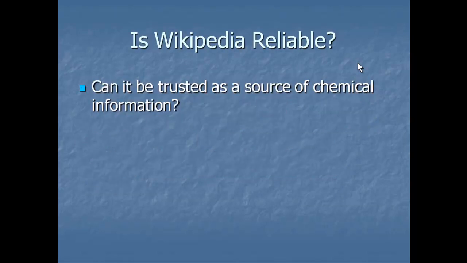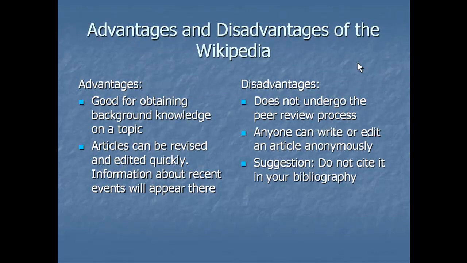Okay, students and even the general public like the Wikipedia, but is it reliable? Can it be trusted as a source of chemical information? So it has advantages and disadvantages. Let's go over the disadvantages first. Obviously anybody can write an article and anybody can edit it. So it doesn't undergo that rigorous peer review process.